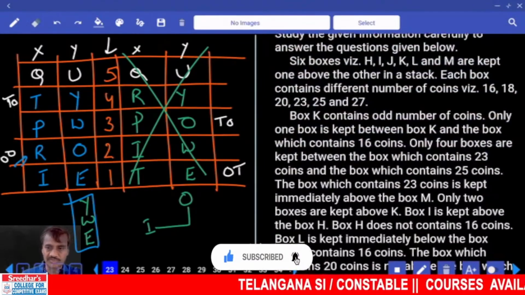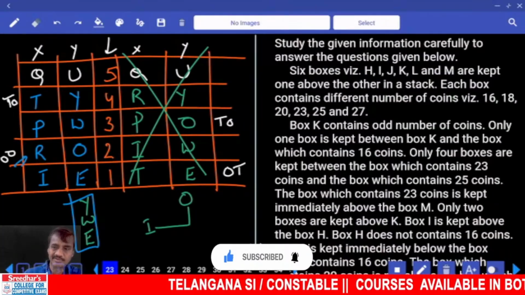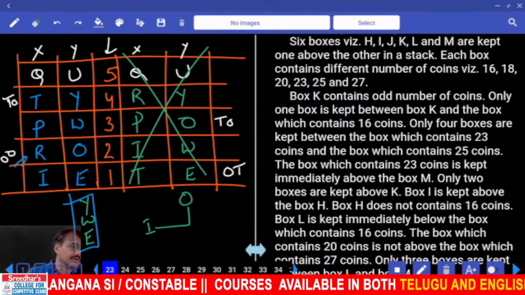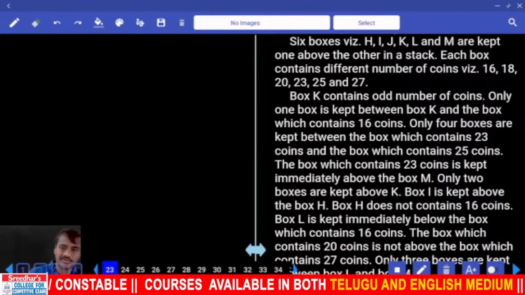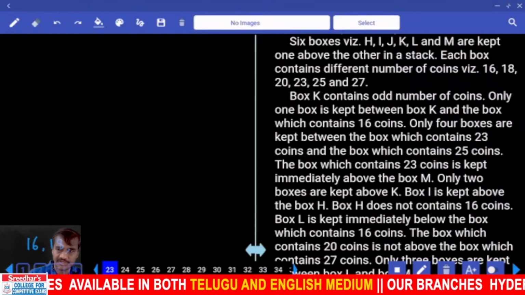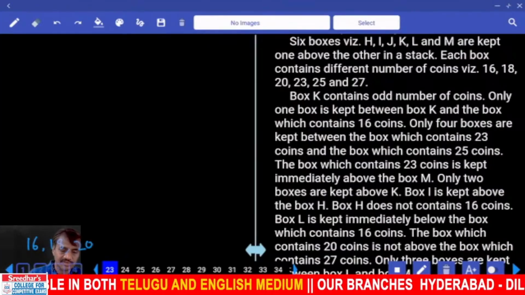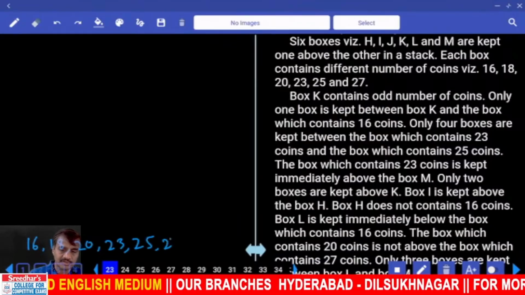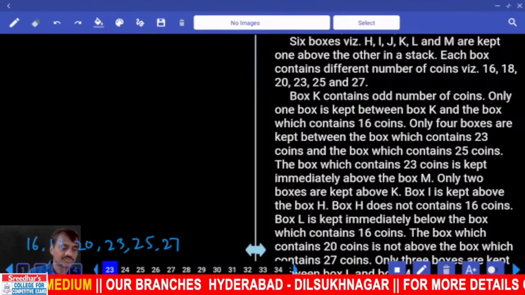Six boxes are kept one above the other. Each box contains a different number of coins, and the numbers of coins are clearly given. Whenever numbers are given, write them down: 16, 18, 20, 23, 25 and 27. Clear? Six numbers, six boxes.